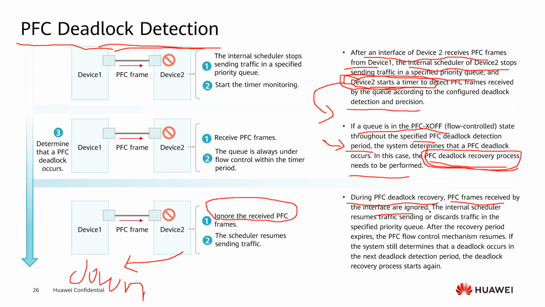To downstream. The internal scheduler resumes traffic sending or discards traffic in the specified priority queue. After the recovery period expires, the PFC flow control mechanism resumes. If the system still determines that a deadlock occurs in the next deadlock detection period, the deadlock recovery process starts again.